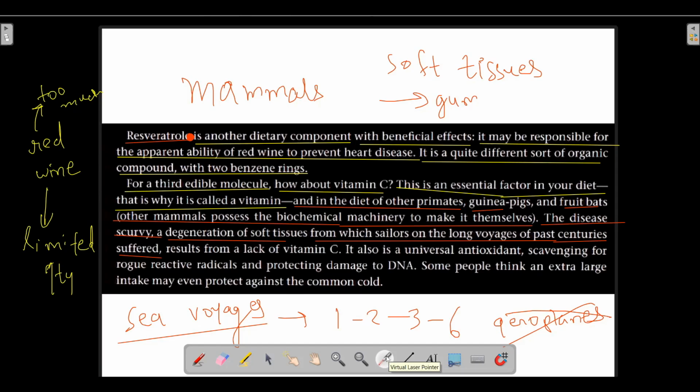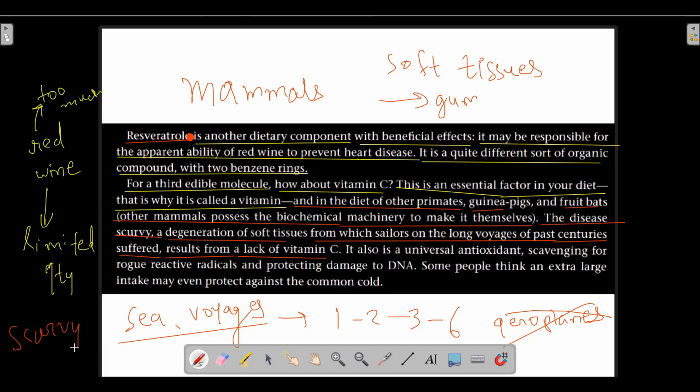So what used to happen is that the sailors used to suffer from lack of vitamin C. That is, they used to suffer from scurvy. Why? Because there was no supply of fresh fruits and fresh vegetables providing vitamin C.